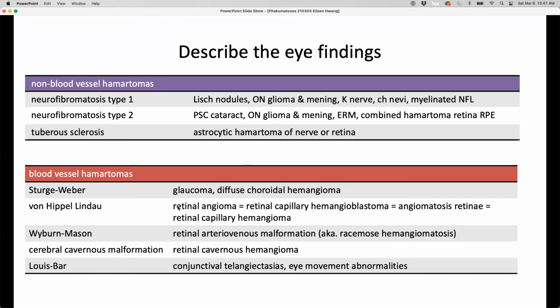And then, so here I put all the different names for the von Hippel-Lindau retinal lesions. My favorite is the retinal hemangioblastoma, but it gets called retinal capillary hemangioblastoma, angiomatosis retinae, retinal capillary hemangioma, and retinal angioma, just to confuse you. And then, you were right, Catherine. It's a retinal cavernous hemangioma. Oh, and then Louis Barr, they get eye movement abnormalities. You can think of that going together with the ataxia.